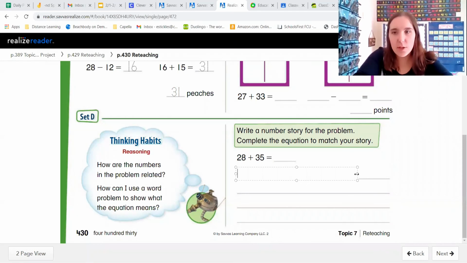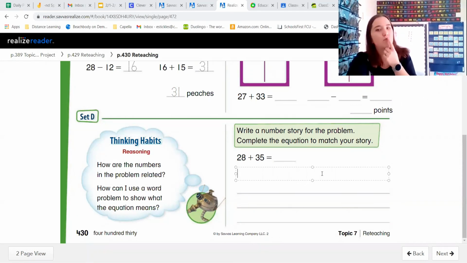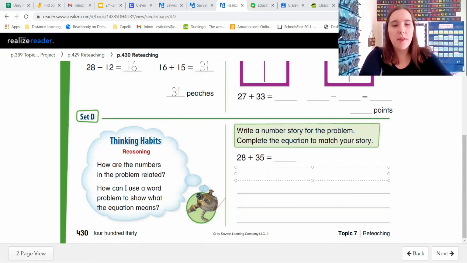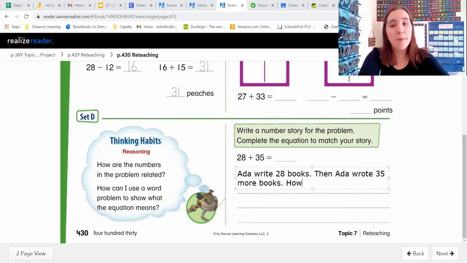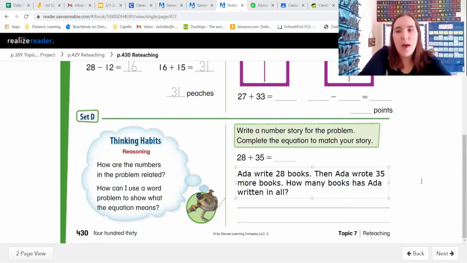Okay, so what I'm going to do, let's see. I'm going to say Ada writes 28 books. Then Ada wrote 35 more books. She's quite the writer. She likes to just crank out those books. How many books does Ada have? How many books has Ada written in all? That's going to be my problem. And I'm going to solve it right over here.